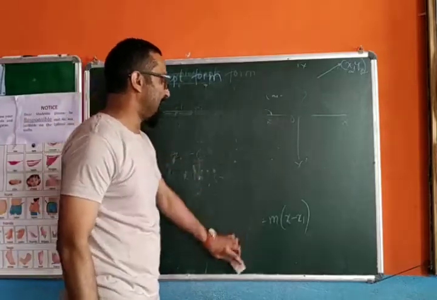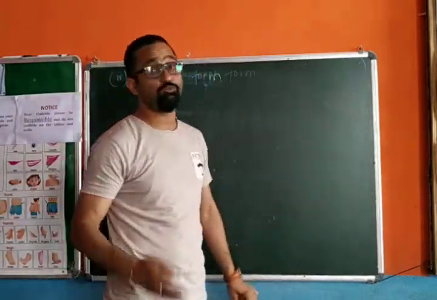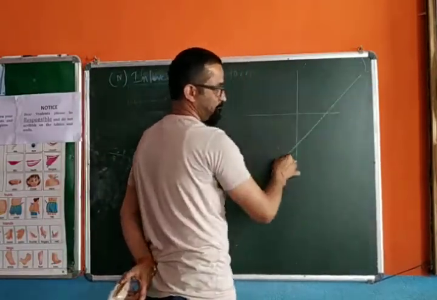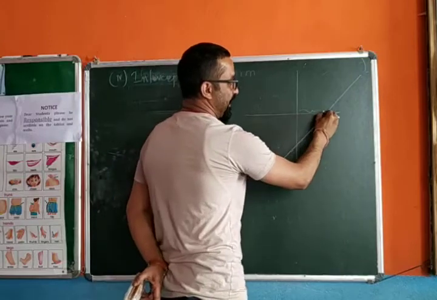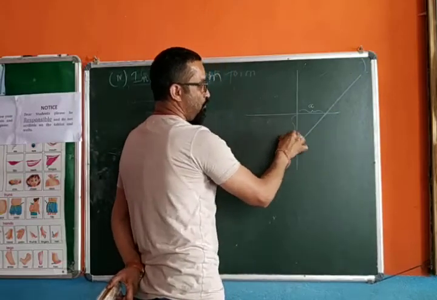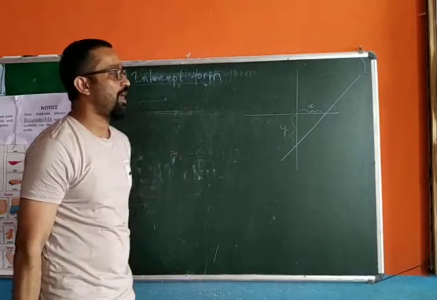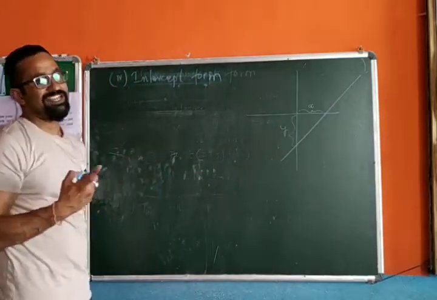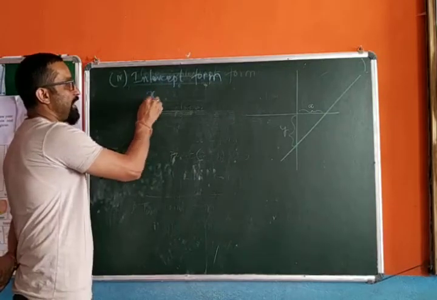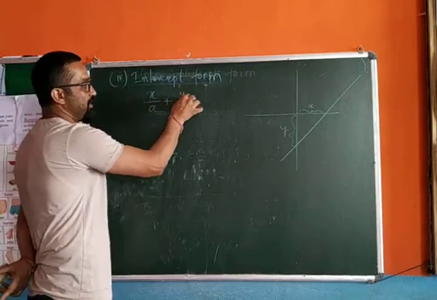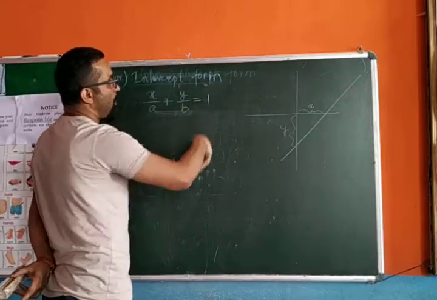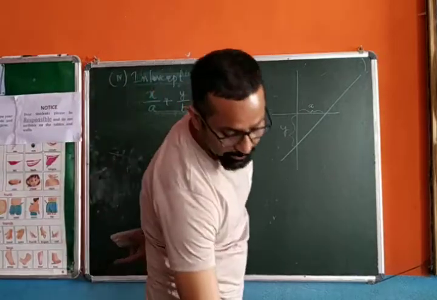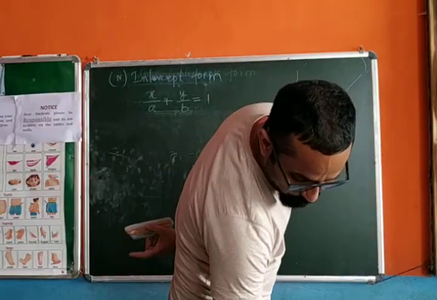Intercept form means that the line will be intersecting both the x and y axis. This is the x-intercept, and this is the y-intercept, and you'll be asked to calculate the equation of the line. So whenever we have intercepts given, we can use the formula x by a plus y by b is equal to 1. This is the formula to calculate the equation of a straight line when we have intercept form.